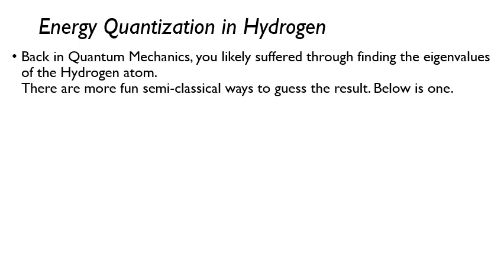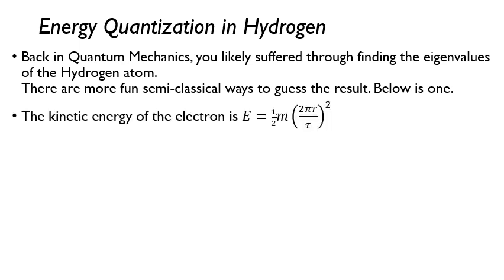So you'll work through one of these in the homework, but here is a different approach, but still semi-classical. Let's just consider our orbiting electron, the electron orbiting the proton at the center of the hydrogen atom. So it has kinetic energy 1/2 mv squared, and the velocity here is the circumference of the orbit divided by the period of the orbit.